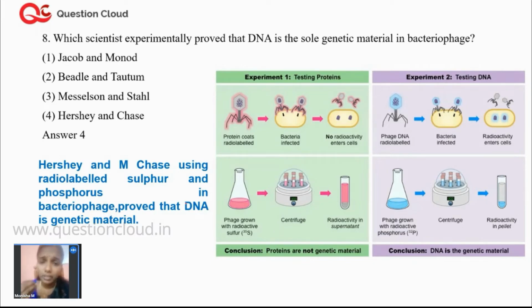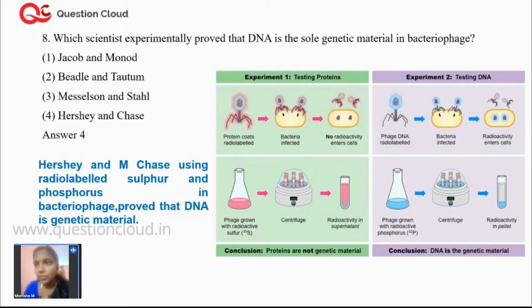Otherwise, if there is damage in DNA, what can happen? The person can develop cancer, the person can develop a genetic disease, right? So DNA is a very, very important material present inside the cell, and it was the Hershey and Chase experiment that discovered that DNA is the genetic material.